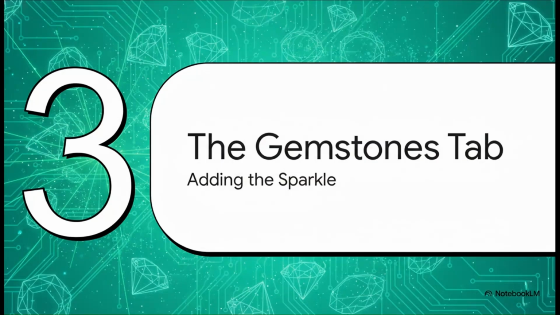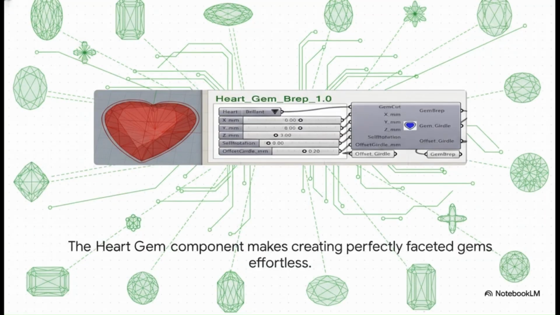Okay, so we've laid down our lines. Now let's open the next drawer in our digital workbench and add a little sparkle with the Gemstones tab. Creating properly faceted, fancy-cut gems in 3D, oh man, that can be a real headache. But tools like this heart gem component make it just effortless. You just plug in the dimensions you want, and boom, it generates a perfectly proportioned and faceted heart-shaped stone. You can get the exact size you need right away.